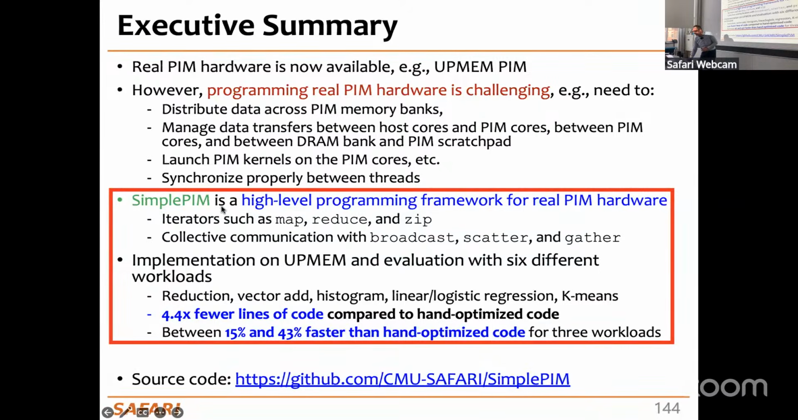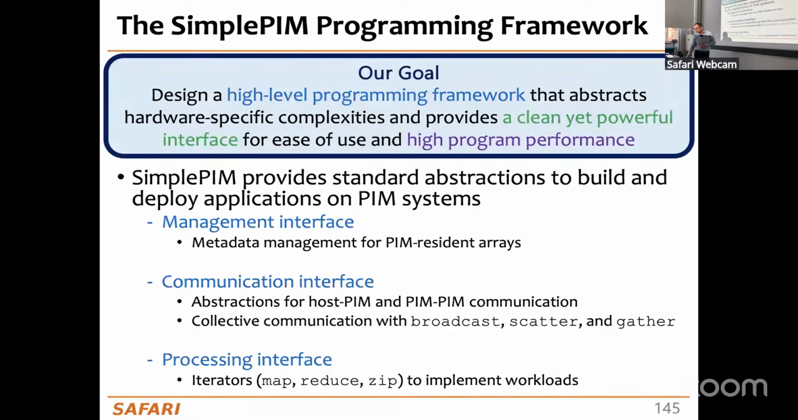And this SimplePIM framework provides a high-level programming framework for real PIM hardware using commonly used techniques like map, reduce, zip, and also collective communication mechanisms. And it implements this on the UPMEM architecture and evaluates different workloads. And essentially, it reduces the lines of code, and it also provides higher performance than hand-optimized code. So that's the advantage. And this is also openly available. I'm not going to go through the details of it. Basically, the key idea is to enable a high-level programming framework such that the programmer is spared from low-level details. And this requires some management mechanisms, some communication mechanisms, and some processing mechanisms.